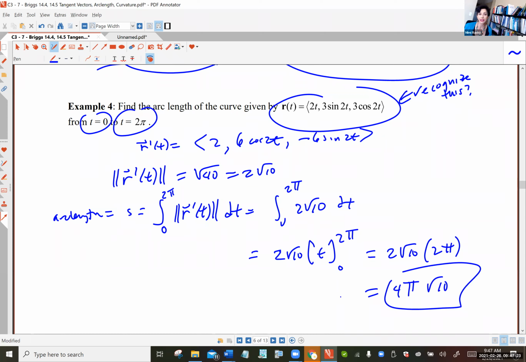Now, folks, arc length always has to be a positive result. If some weird thing happens and you get a negative number, try to look for your silly mistake somewhere, because it means you made a silly mistake. So be careful. Arc length must be positive. That makes sense, hopefully, because it's a length, right?